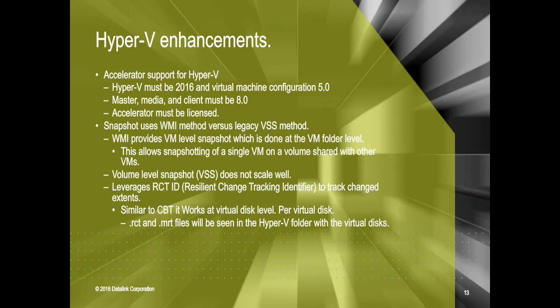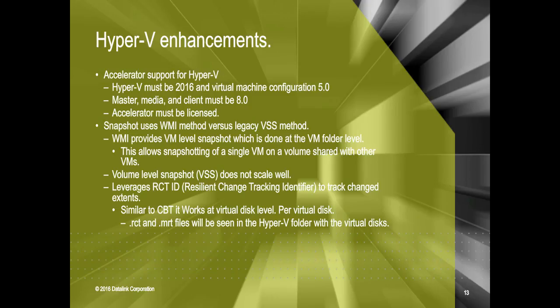For Accelerator to work with Hyper-V, you need to be running Hyper-V 2016, and your virtual machine configuration has to be 5.0 for that accelerator feature to work. The master, media, and clients, if you're using an off-host method, they all need to be at the 8.0 minimum release for this accelerator to work. And Accelerator, of course, has to be licensed for that to work.